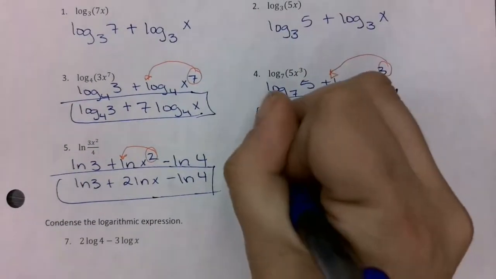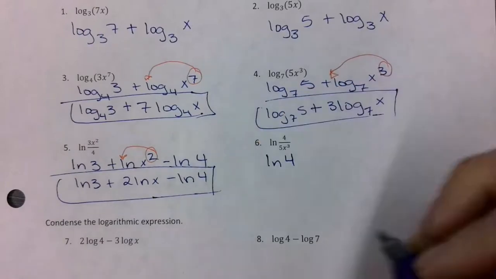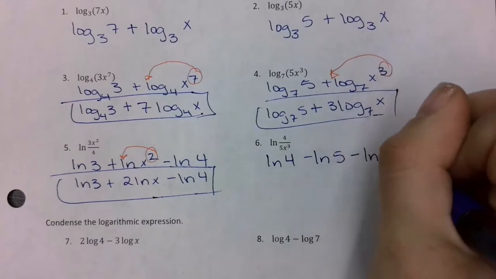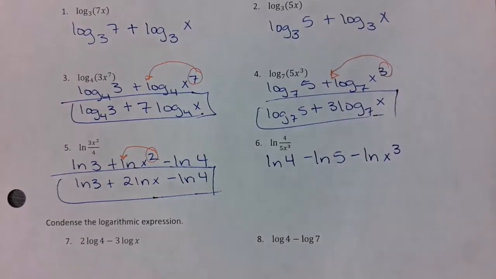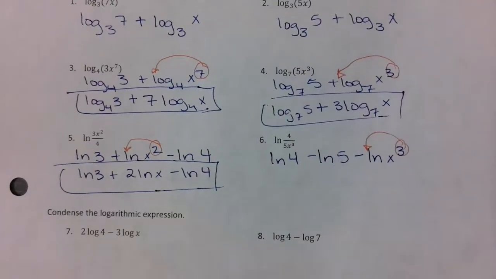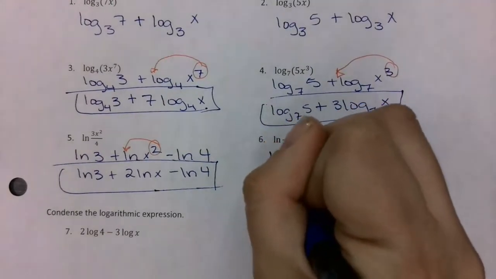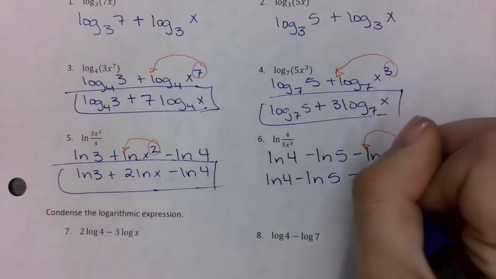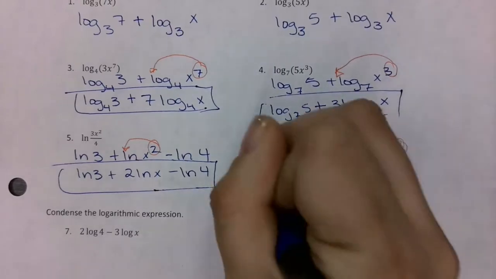Same thing for number 6. I have ln 4, and then I subtract ln 5, because it's on the bottom, and I subtract ln x cubed, because this is also on the bottom. I need to take my exponent and move it out front. So I have ln 4 minus ln 5, those don't change, minus 3 ln x.